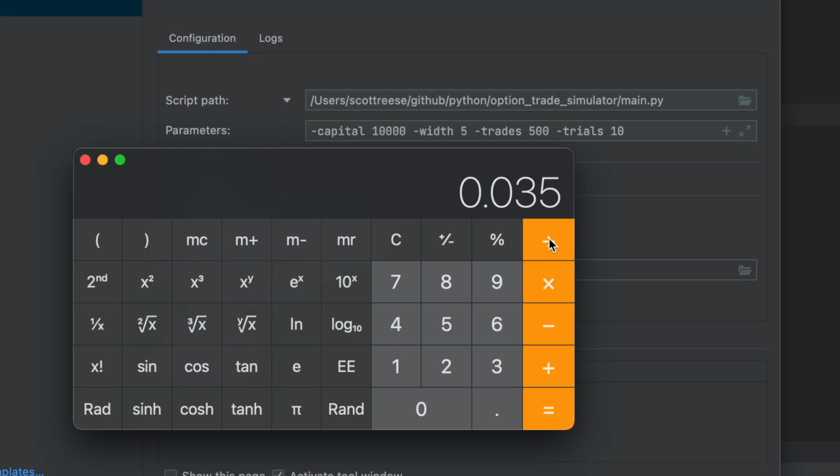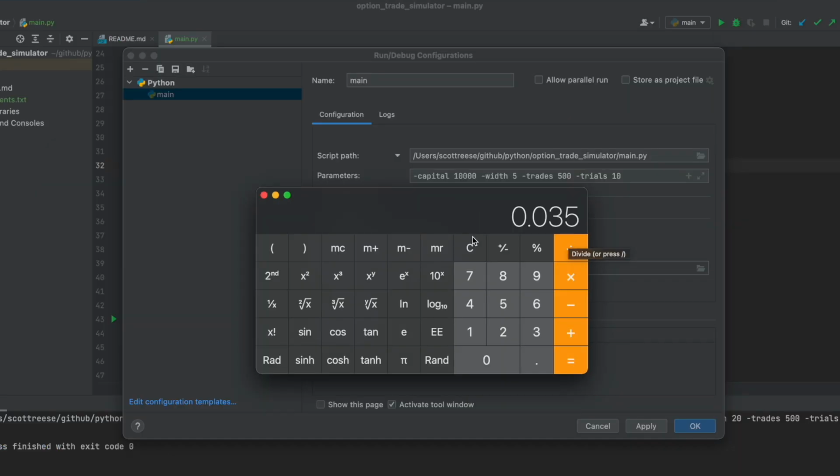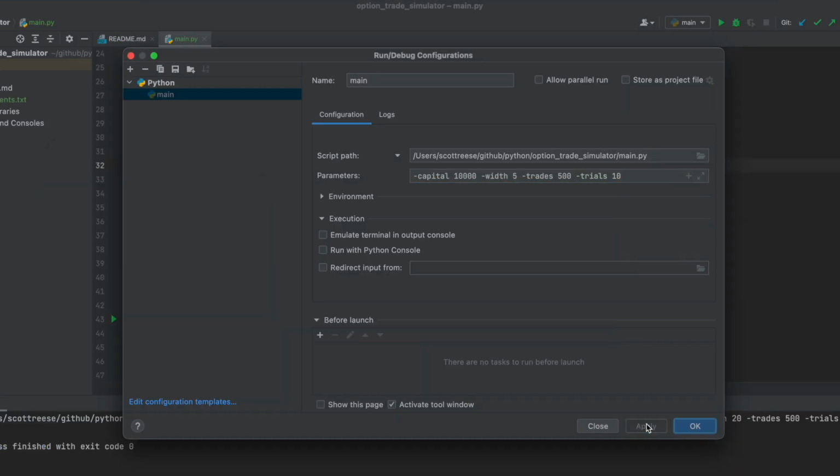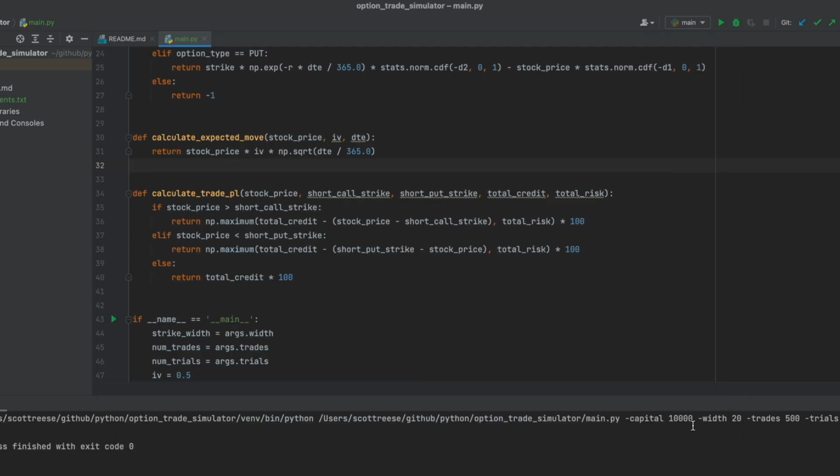Risking that much on a trade, you have a very high chance of blowing up your account. But in this case, if you only risk maybe 3.5% or somewhere around here, as you're going to see, you have a much, much stronger chance of actually making money over the long term. So with that said, go ahead and apply and click OK with those new configurations. And now we'll go ahead and run the simulation one last time here.